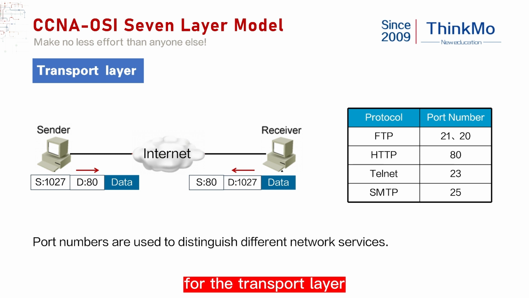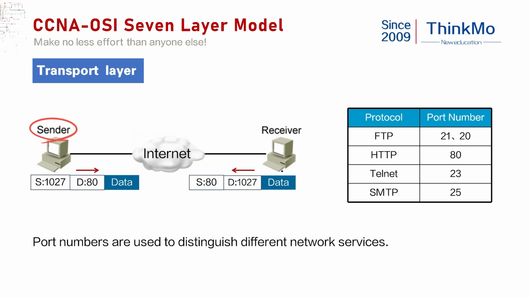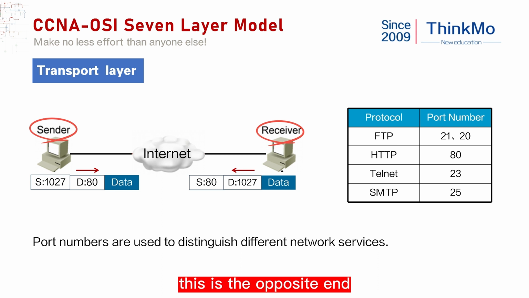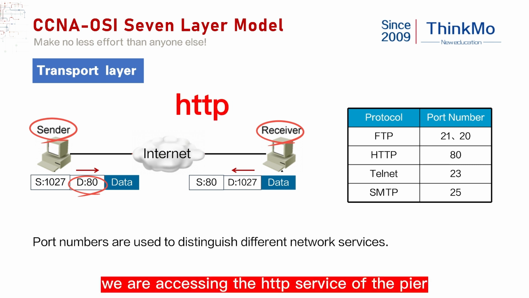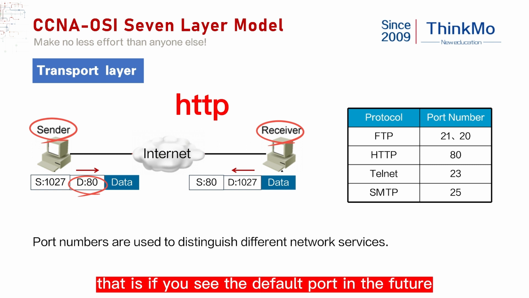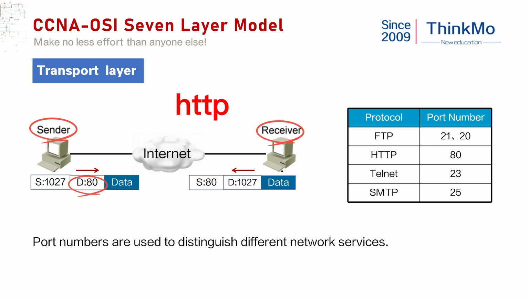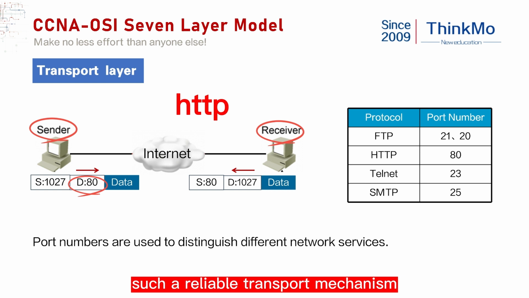For the transport layer, we just mentioned the concept of a port number. For example, this is my local sender, and this is the opposite end. It writes a destination port here of 80. This means that we are accessing the HTTP service of the peer. It uses TCP port 80. That is, if you see the default destination port is 80, then by default we are actually using TCP, such a reliable transport mechanism.